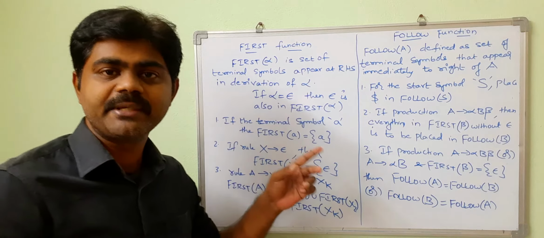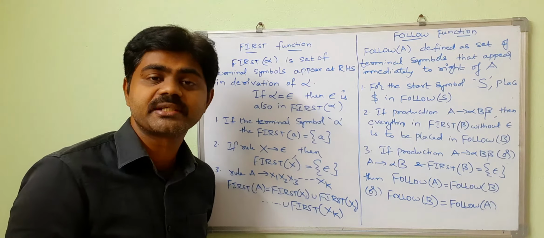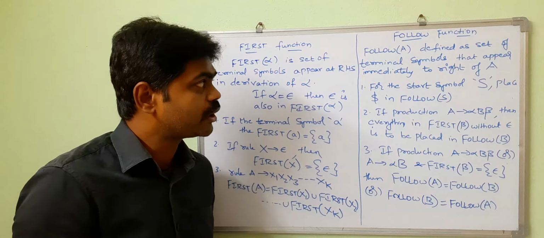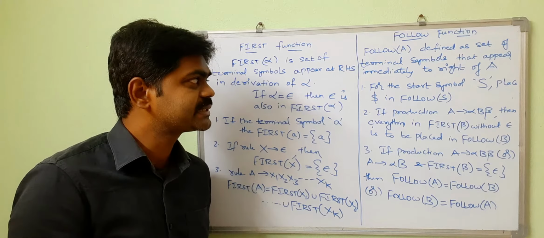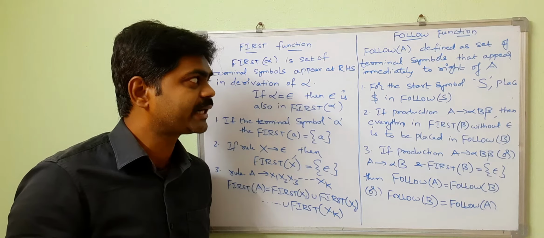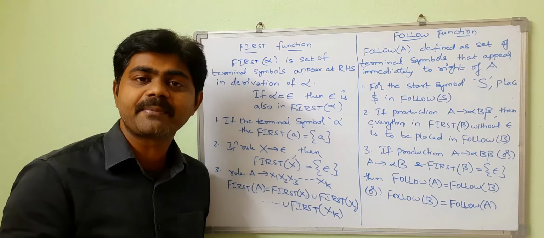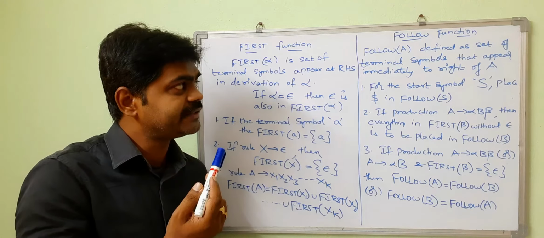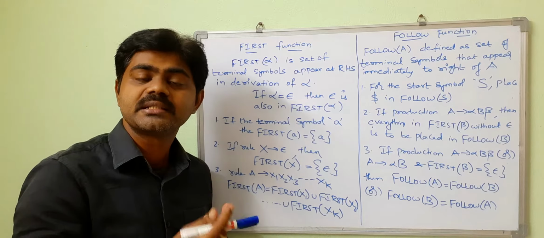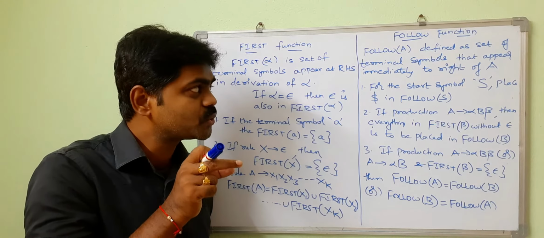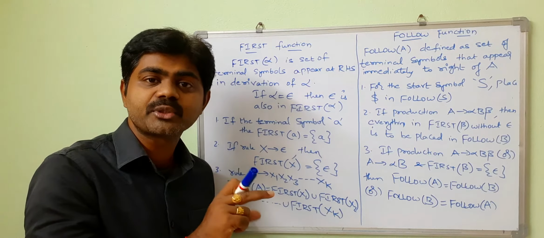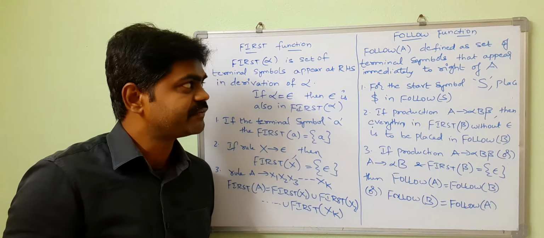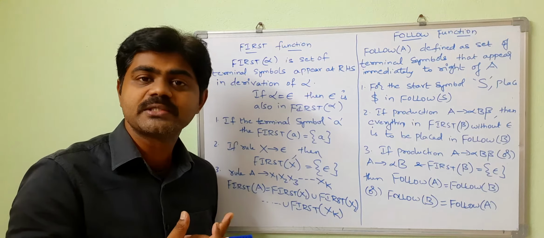Okay, so coming to the next one, the follow function. The name itself says follow. Follow of A is defined as the set of terminal symbols that appear immediately to the right of capital A. As you know, capital A is nothing but your non-terminal. So that's what the function is here, and we have three rules.